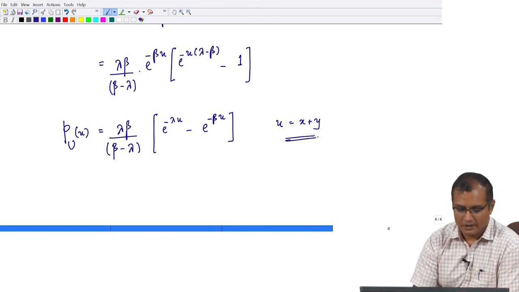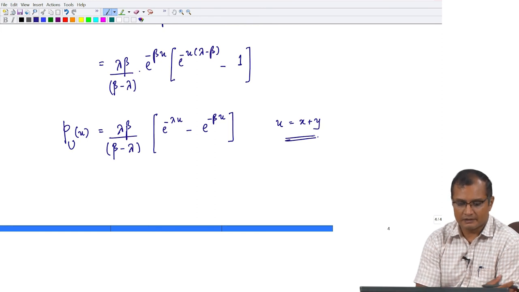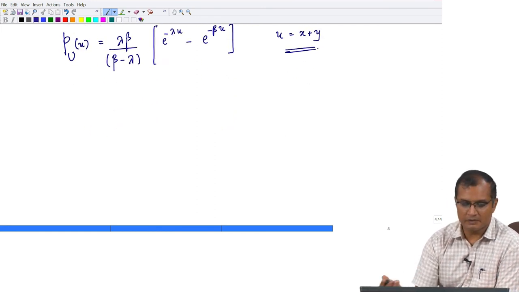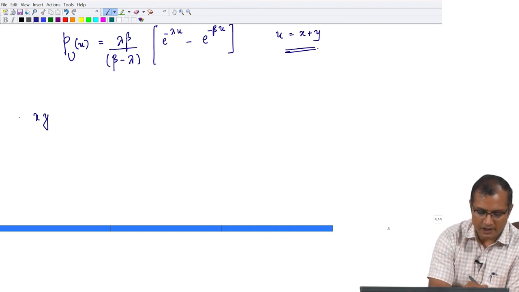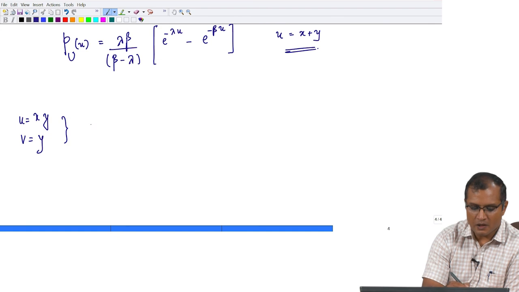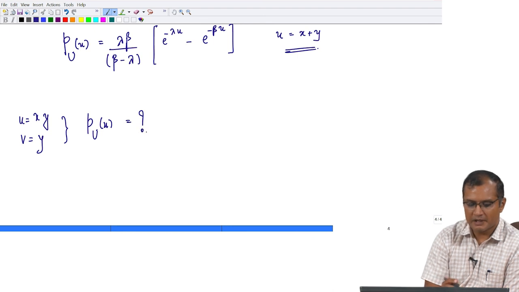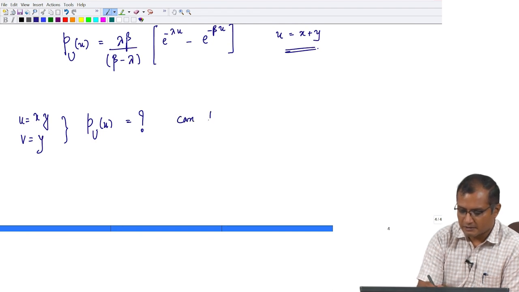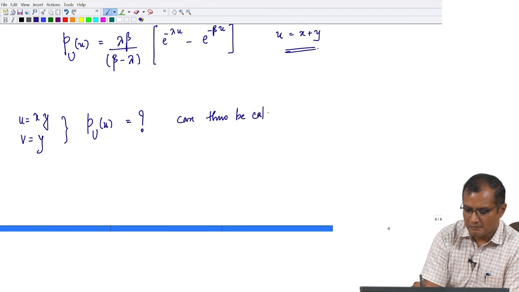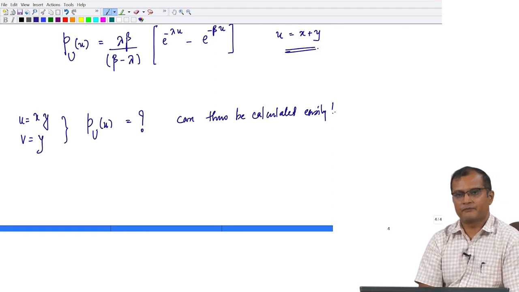Okay. So this brings us to the end of this variable transformation. You can also extend this method to compute how x into y will be distributed. So you can take u as xy and v as y, and then ask how u is distributed; by the techniques discussed above, it can thus be calculated easily. Okay. So we end the lecture here.